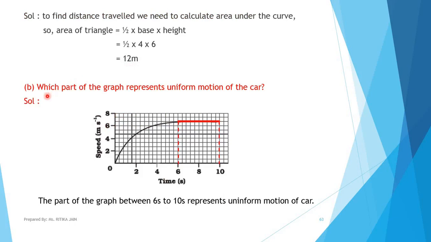Now in the second part you are asked which part of the graph represents uniform motion. Uniform motion means when there is no change in speed, when there is no change in velocity. So in this part, time is continuously changing but the value of speed is the same. So the part between 6 seconds and 10 seconds represents the uniform motion of the car.